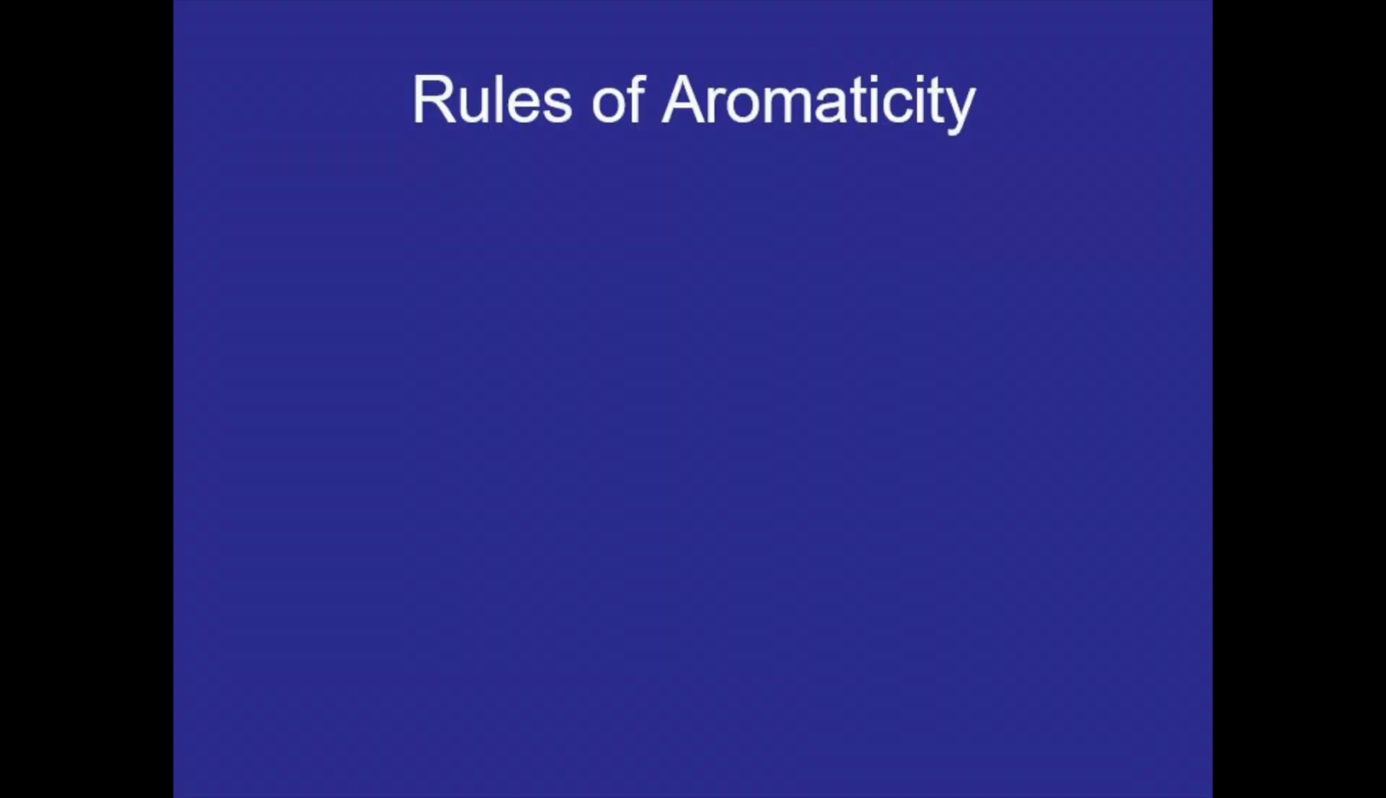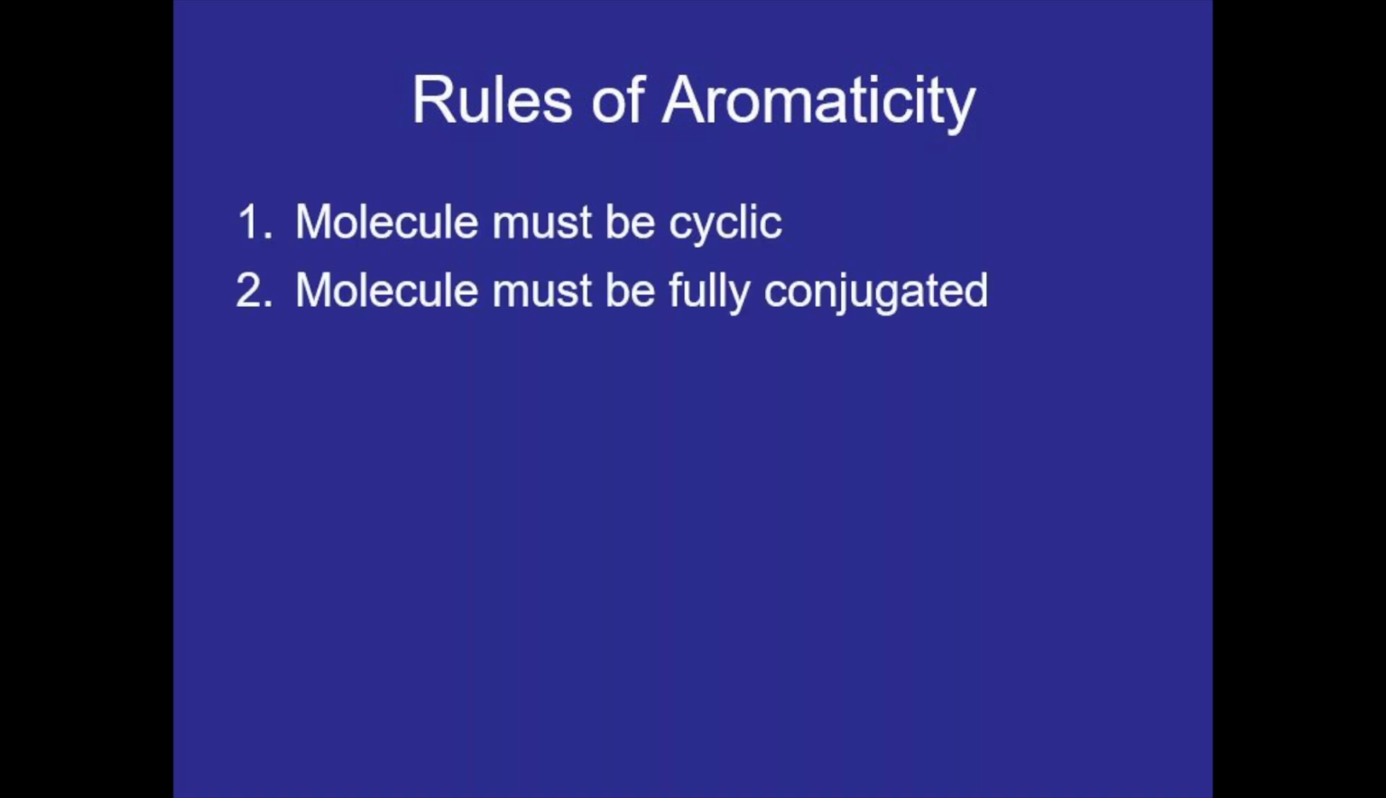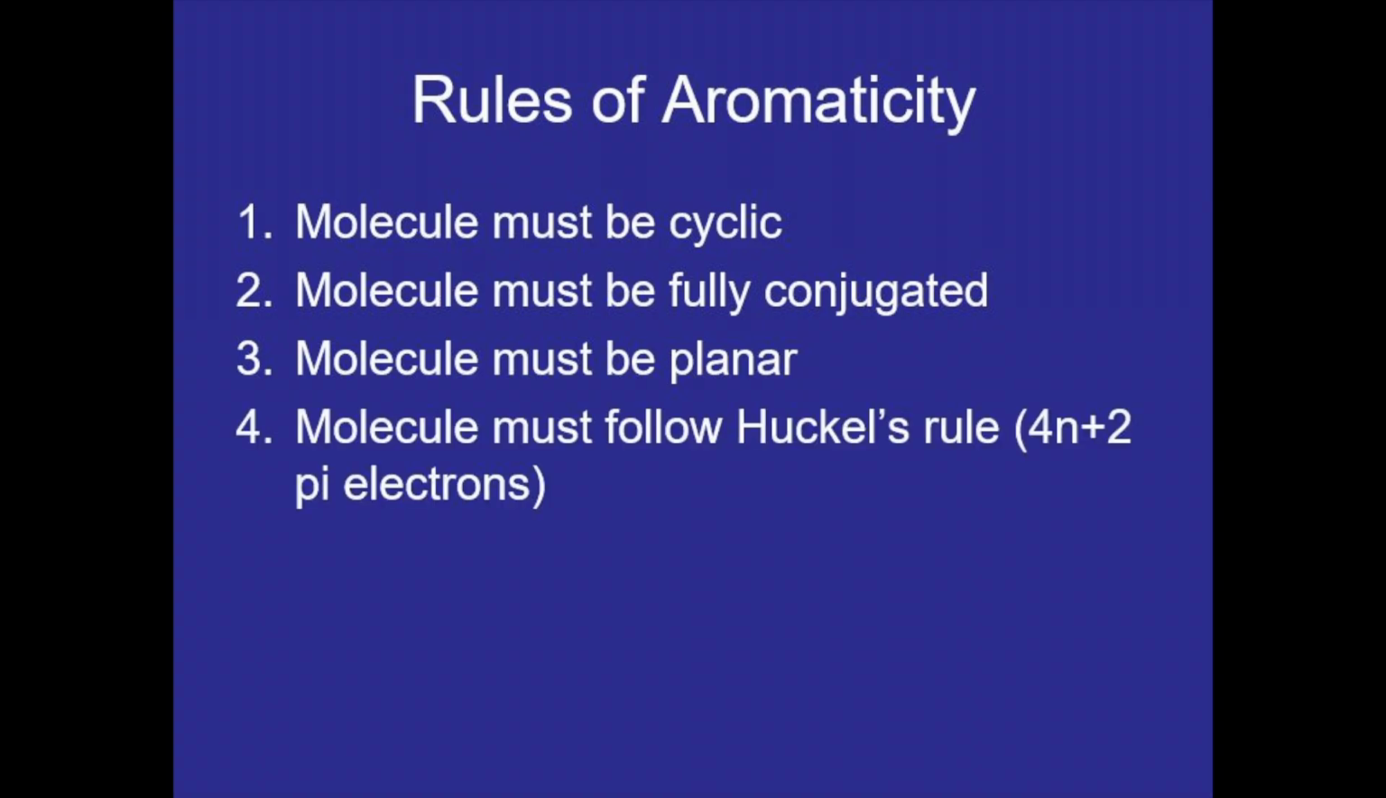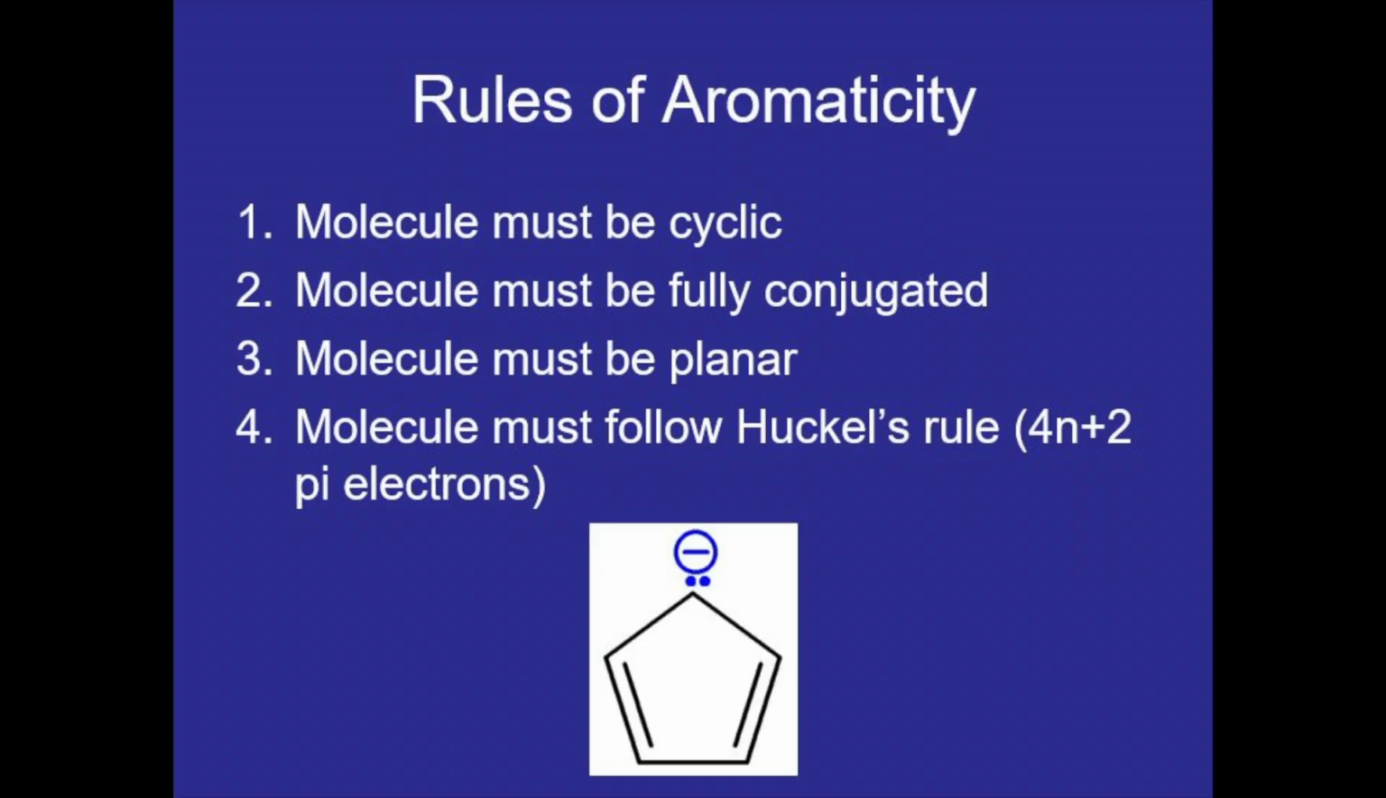And just as a reminder, here are the rules of aromaticity. The molecule must be cyclic, it must be fully conjugated, it must be planar, and it must follow Huckel's rule of 4n plus 2 pi electrons. So if we look at the cyclopentadienide, it meets all that criteria and is an aromatic ring.